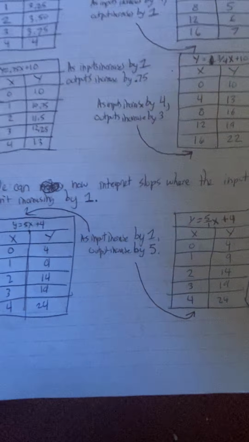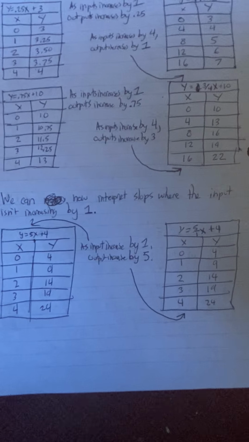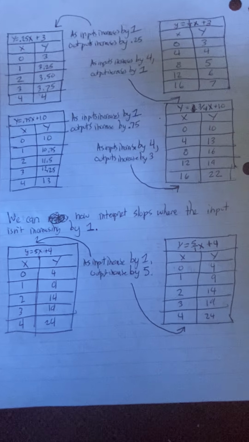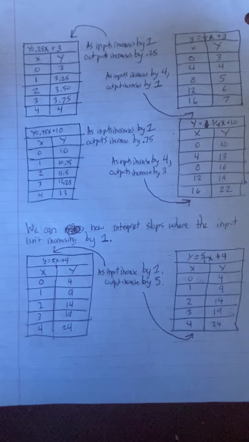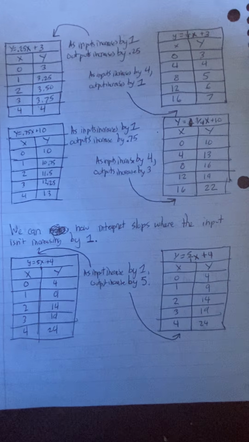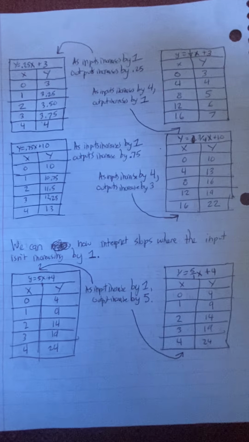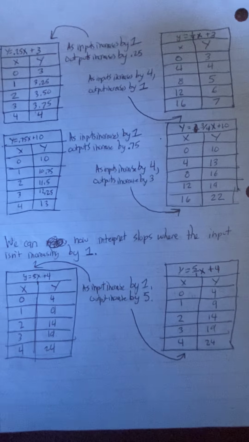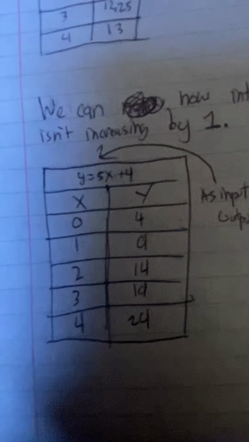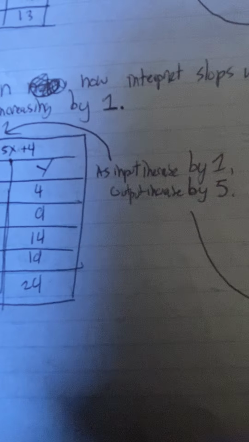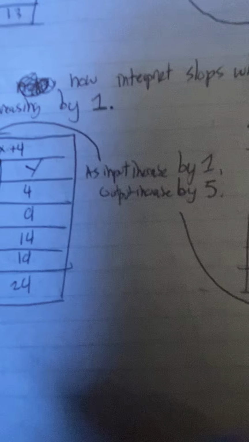All right, so what have we learned so far? We can now interpret slopes where the input isn't increasing by 1, okay? But just because we can do this now doesn't mean we haven't been doing it all along. So the last example is looking at a slope that is neither a decimal nor a fraction. Just y equals 5x plus 4. Very simple. As the inputs increase by 1, the outputs increase by 5.